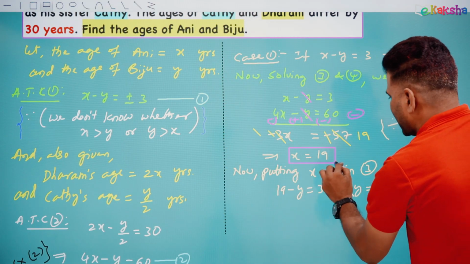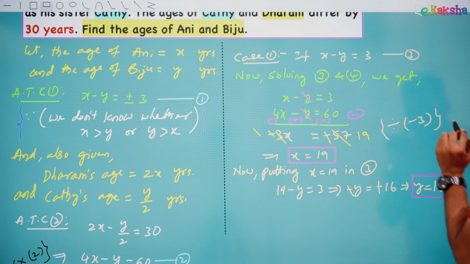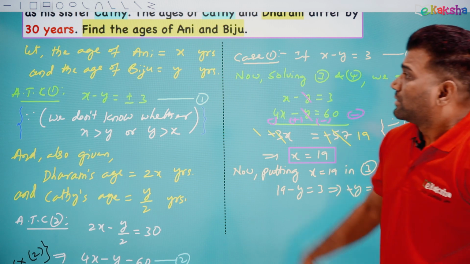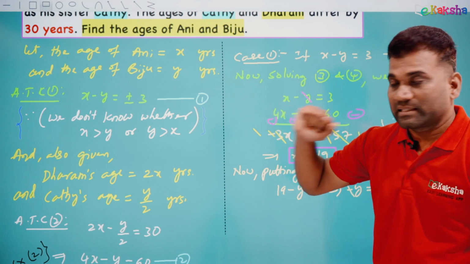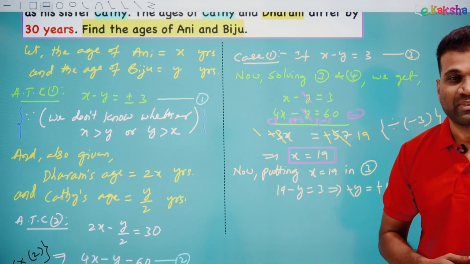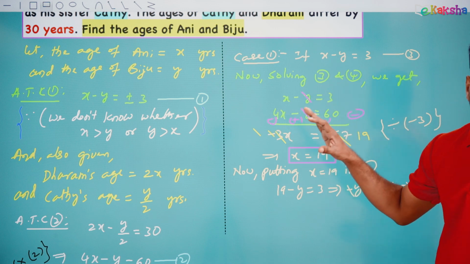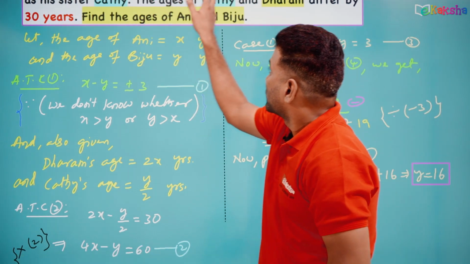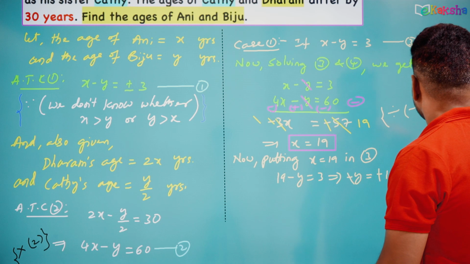So x is 19 and y is 16. So Ani and Biju's ages can be 19 years and 16 years respectively. Okay, based on case 1. Now case 2 also we have. What is case 2?